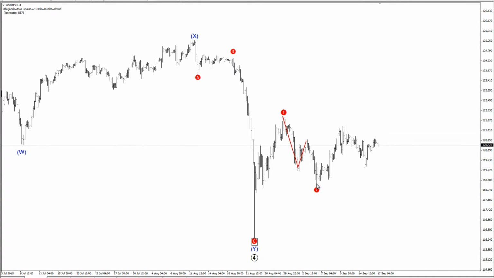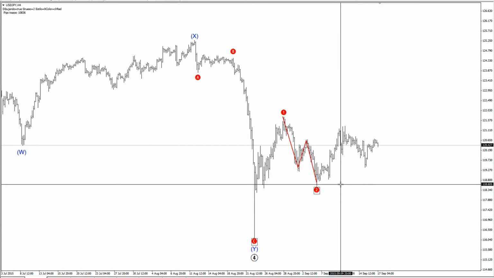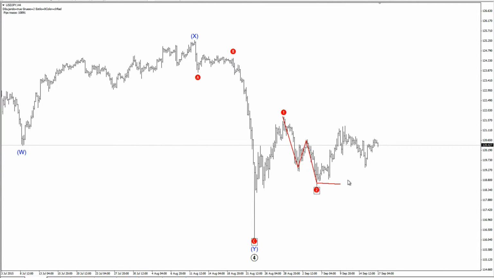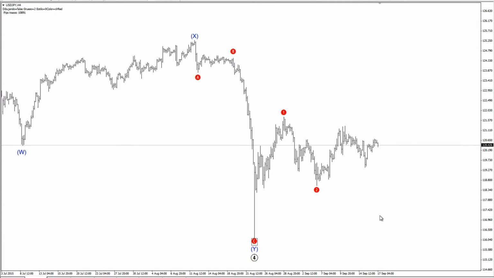In here you can see the decline from the peak at 121.74 to minute wave 2 low 118.6 is in 3 waves. So this is the main, or one of the reasons I'm expecting this to be an impulsive move. There is also a 5-wave structure from the low, which is at 116.12.